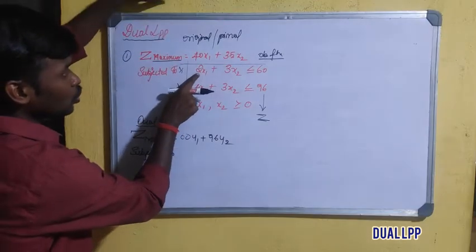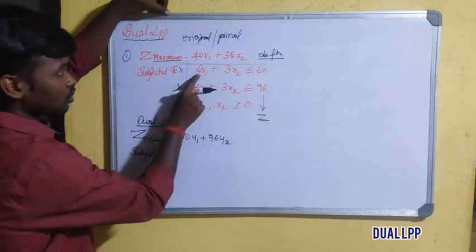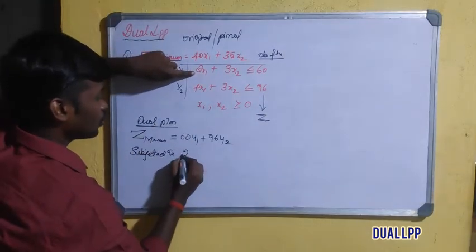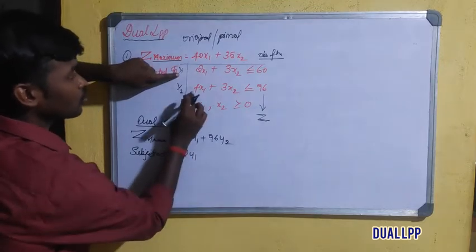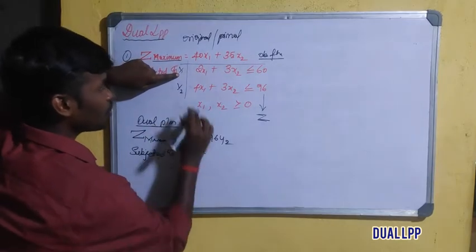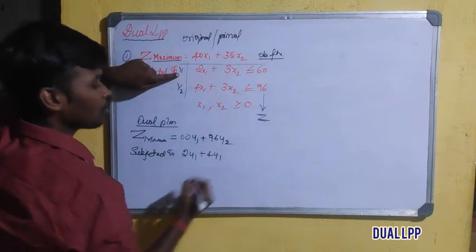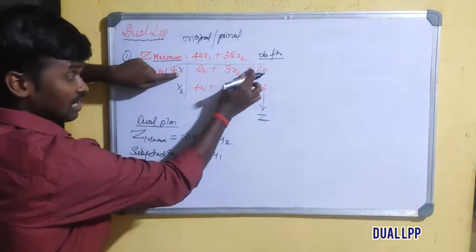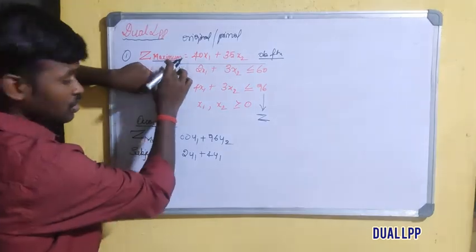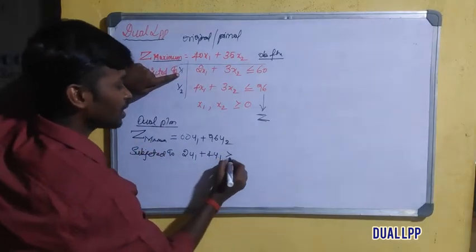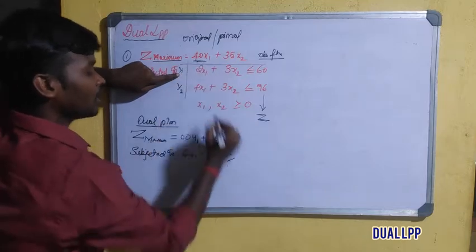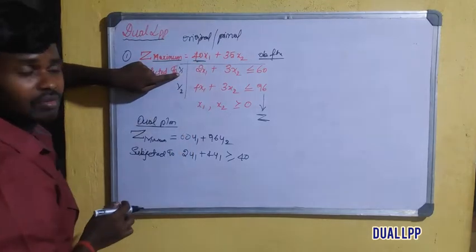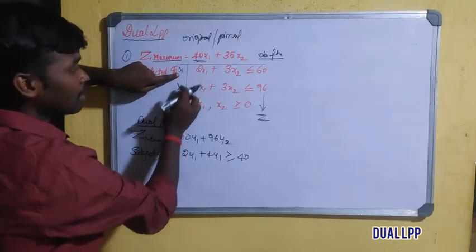See, subject to, under duality, 2y1 plus 4y1. Then we have to use less than or equal to. Because of the minimum function, we use greater than or equal to 40. We have to ignore this x1, so instead of x1 and x2 we have put y1 and y2.